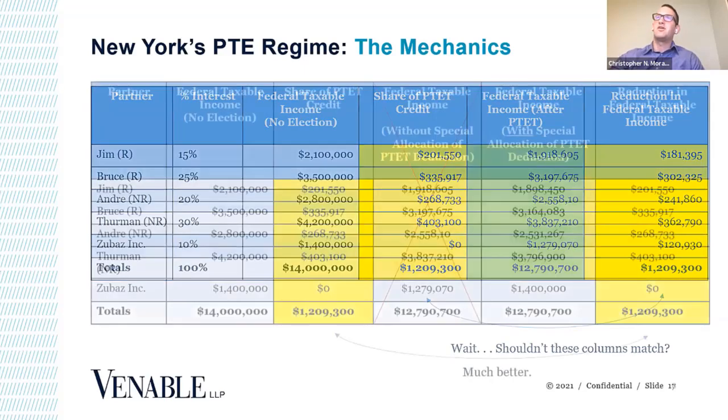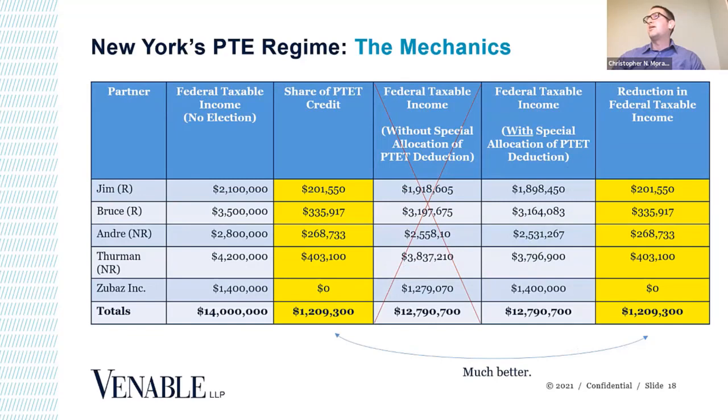So what's the cure for the mismatch in the credit? The cure here is that we allocate the credit among the individual members. So now we have a match. See, there's the 1,209,300 of PTE credit, and 1,209,300 of reduction in federal taxable income. We see the columns Thurman, Andre, Bruce, and Jim, their share of the PTE credit and the reduction in federal taxable income. Those match for each of them.